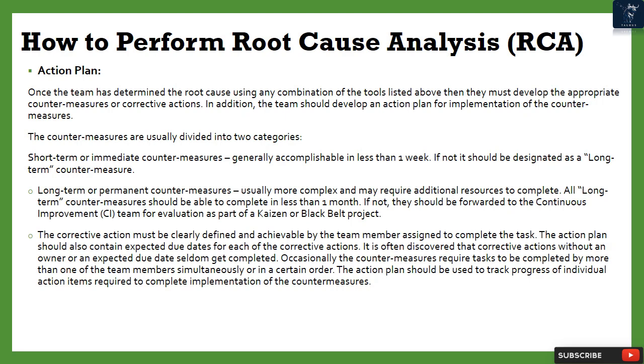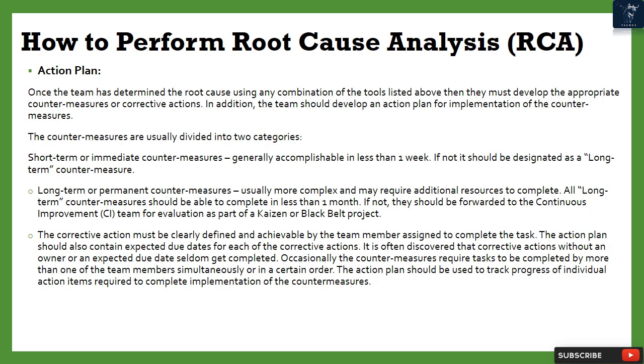Long-term or permanent countermeasures, usually more complex and may require additional resources to complete. All long-term countermeasures should be able to complete in less than 1 month. If not, they should be forwarded to the Continuous Improvement (CI) team for evaluation as part of a Kaizen or Black Belt project. The corrective action must be clearly defined and achievable by the team member assigned to complete the task. The action plan should also contain expected due dates for each of the corrective actions.